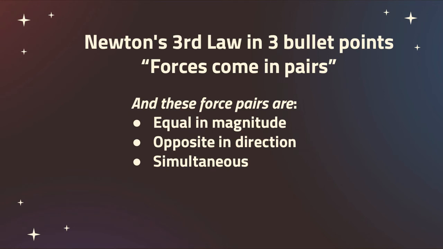All right, so Newton's third law in 3 bullet points. The forces come in pairs. These are the 3 things that make it happen, and they all have to happen. They need to be equal in value, equal in numerical value. They need to be in opposite direction, and they need to occur simultaneously. It's not like one thing happened and then the other happened. Again, go back to stubbing your toe. It's simultaneous. So equal in numerical value, opposite in direction, and simultaneous.